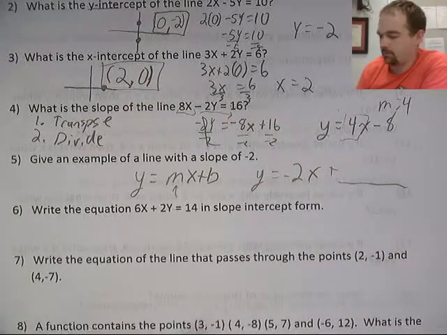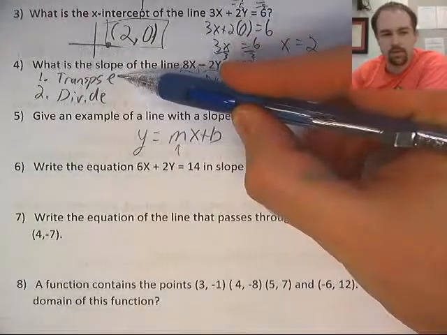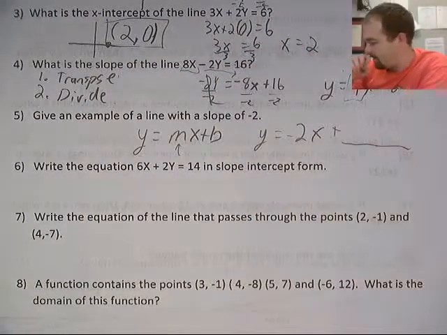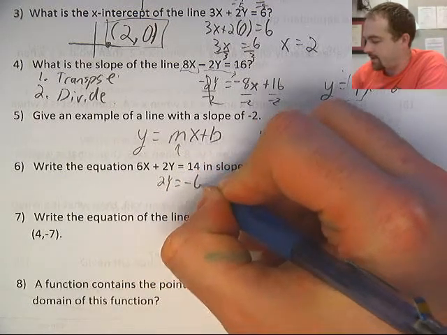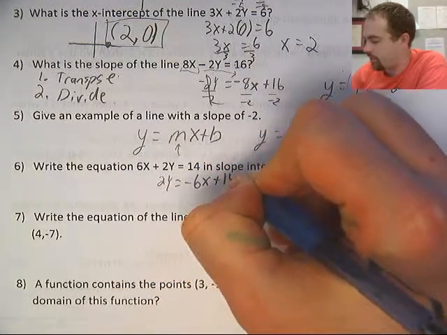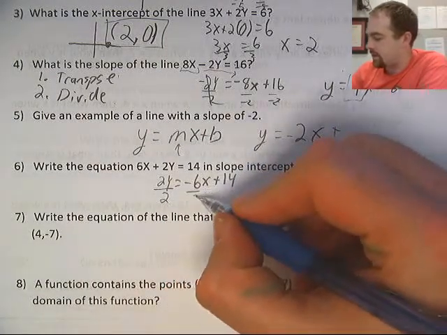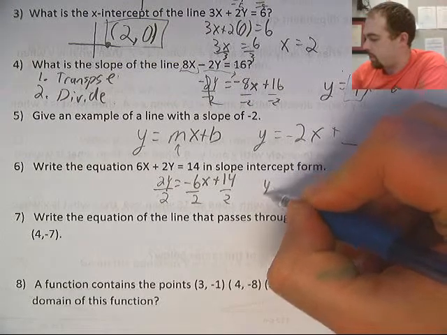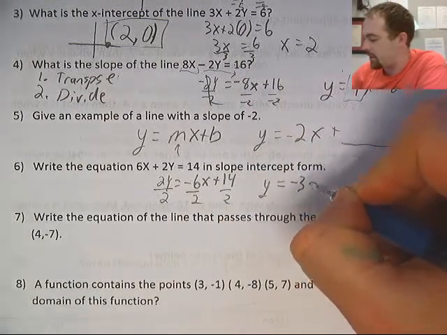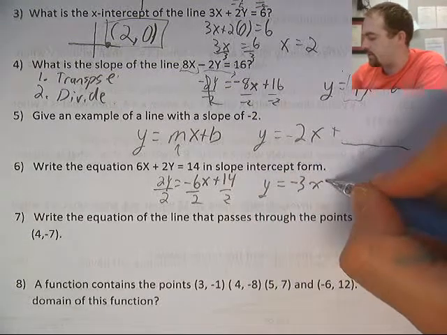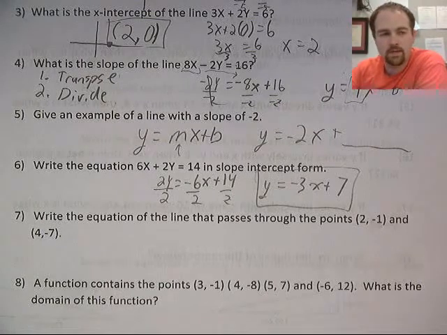Number 6. Put it in slope-intercept form. Hey, same process we did above. We're going to transpose, and then we're going to divide. So let's transpose that 6x. 2y equals -6x plus 14. Then do the divide step. Divide both sides by 2. Gives me y is equal to -6 divided by 2 is -3x. 14 divided by 2 is +7. So there we go, y equals -3x plus 7.